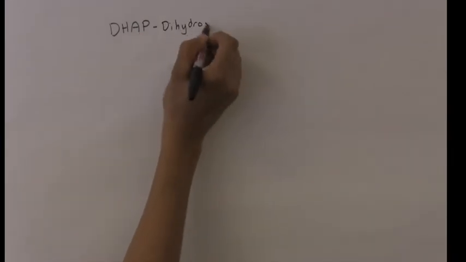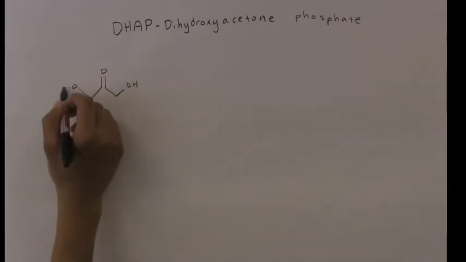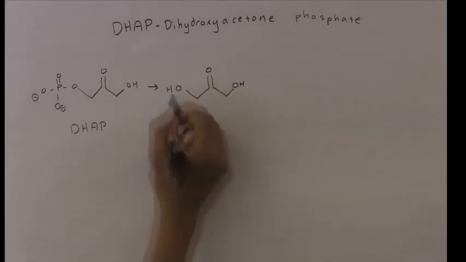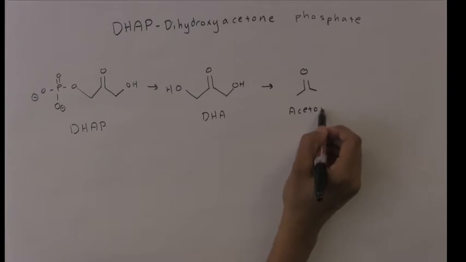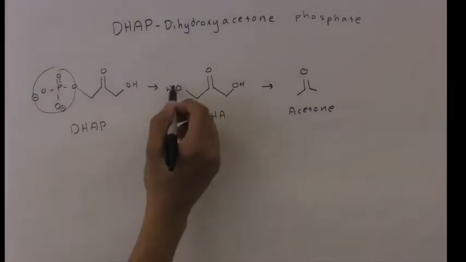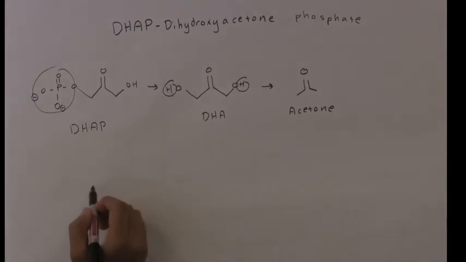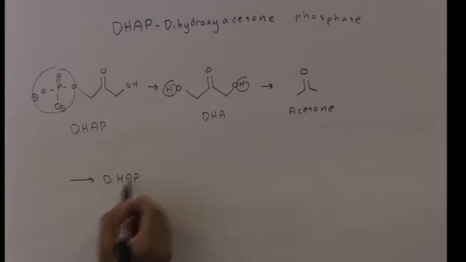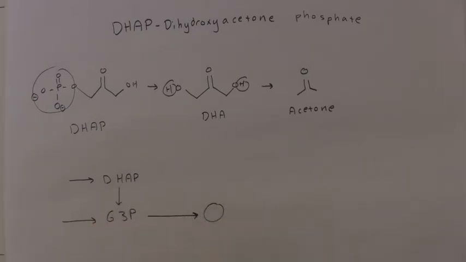DHAP is the second molecule, and this is an abbreviation for dihydroxyacetone phosphate. This molecule has the same backbone as dihydroxyacetone, except for the phosphate group. Dihydroxyacetone has the same structure as acetone, except for 2 hydroxyl groups on both ends. The dihydroxy implies there are 2 hydroxyl groups attached to the acetone. After fructose 1,6-bisphosphate is split into DHAP and G3P, DHAP is converted into G3P, which continues down the glycolysis pathway.